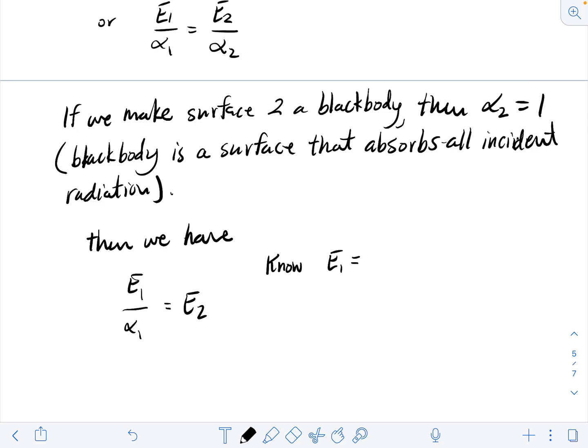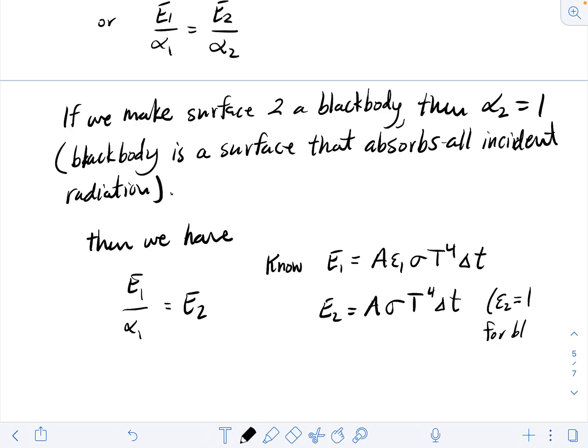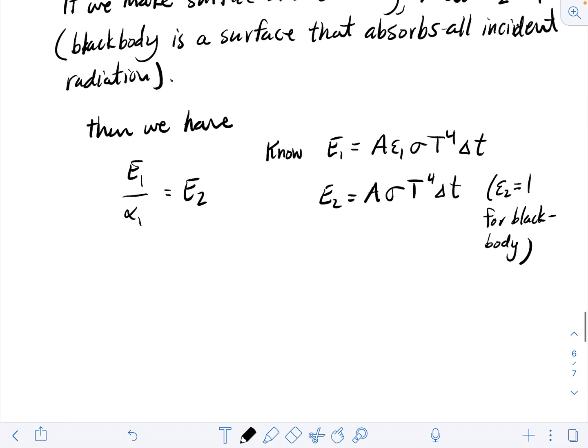So we know that from the Stefan-Boltzmann Law, E1 is A epsilon 1 sigma T to the 4th delta T, and E2 is going to be A epsilon 2, but because we have a black body, epsilon 2 is equal to 1, sigma T to the 4th delta T. Let's just emphasize that epsilon 2 is equal to 1 for a black body.